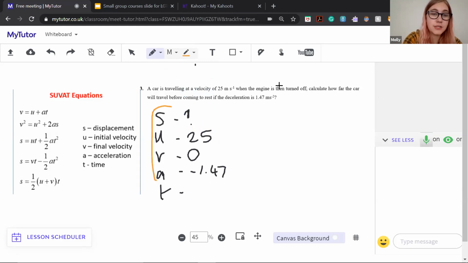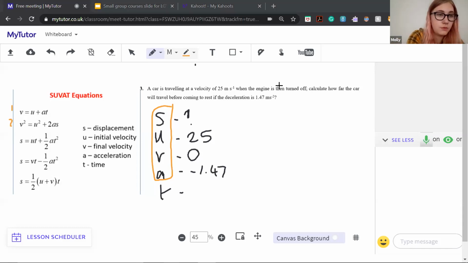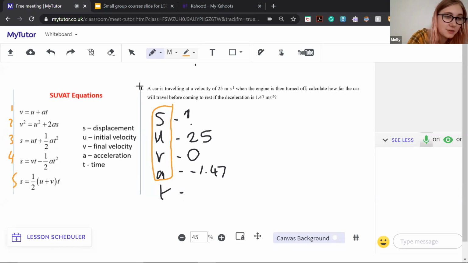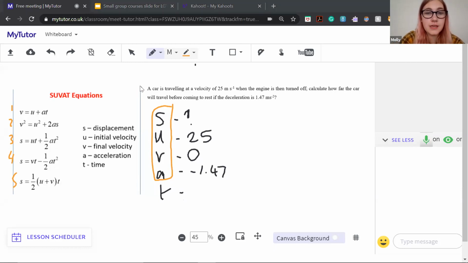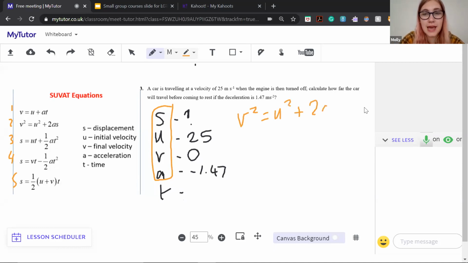So we've got to choose the equation that doesn't have T in it. So which equation do you think we'll use? You can just tell me a number. So we'll call these 1, 2, 3, 4 and 5. I'm writing too close to the edge, so it thinks I'm zooming out. So which number of equation will we use? Yeah, brilliant. Everyone immediately said equation 2. Perfect. So we'll use V squared equals U squared plus 2AS.